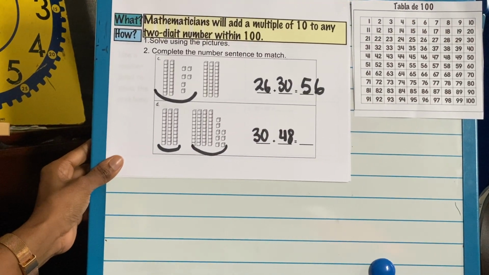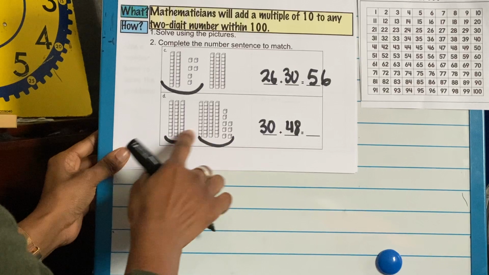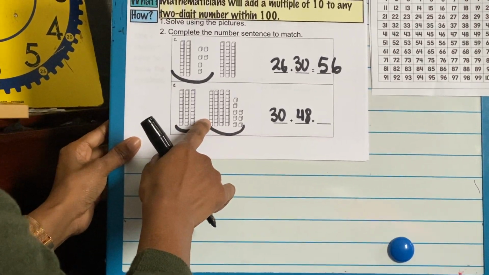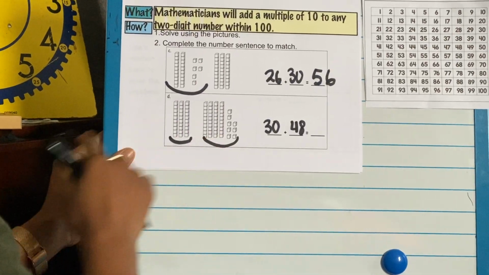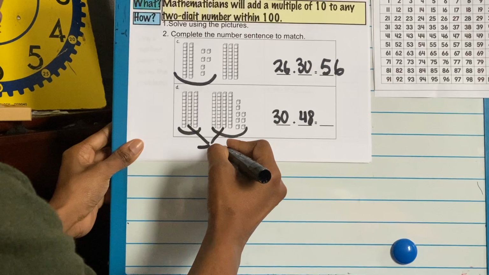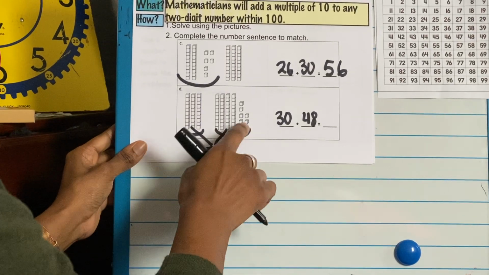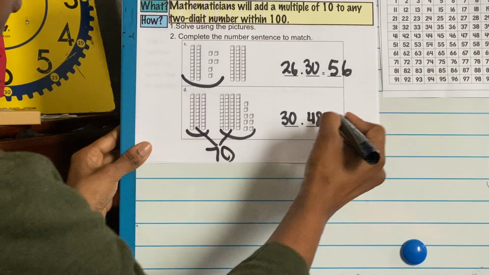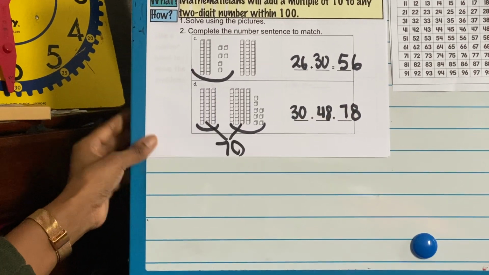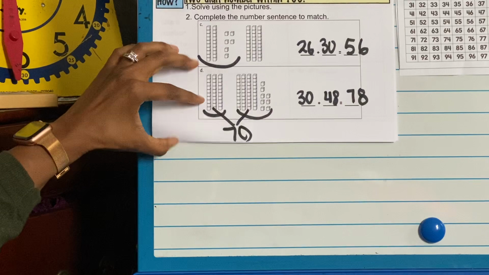And what can we do to add them? We're going to add the 10s first. So we have what? 3 10s and 4 10s gives us what? 7 10s, which equals 70. And 70 plus 8 gives us 78. So that was using pictures.